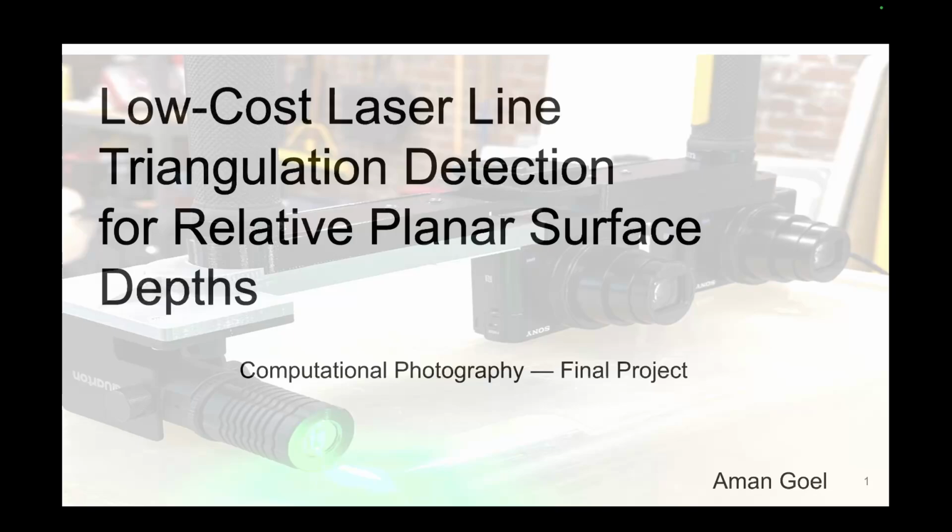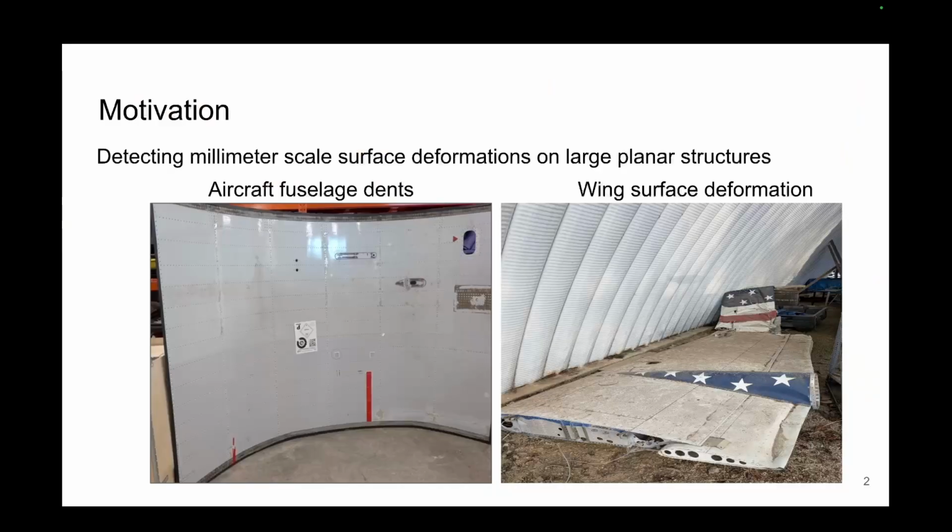Hi everyone. Today I'll be presenting my computational photography project on low-cost laser line triangulation detection for relative planar surface depths. The motivation of the problem is I wanted to detect millimeter-level surface deformations on large planar structures such as aircraft fuselages, which may be dinged up by bird strikes or hailstones, and wing surface deformations on an aircraft wing, such as on the right.